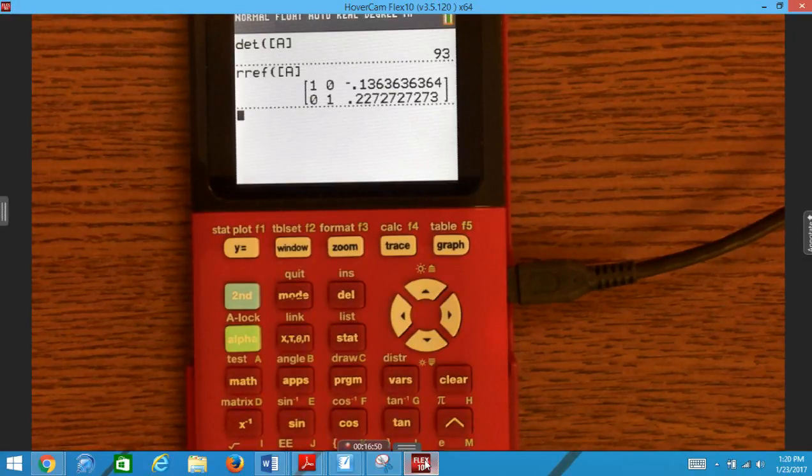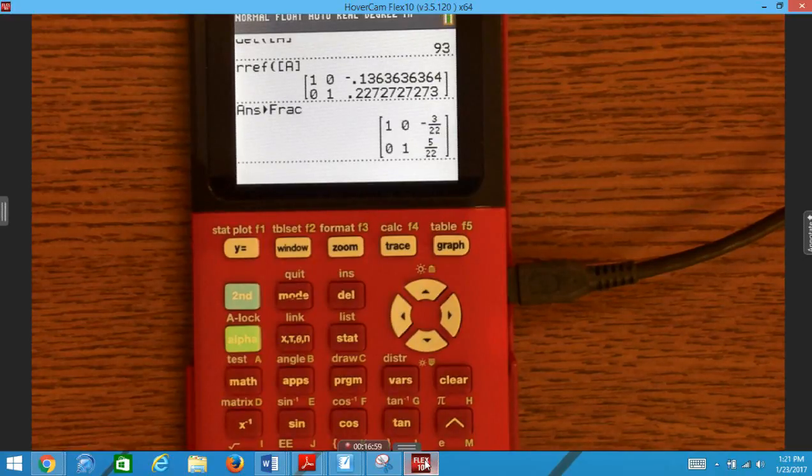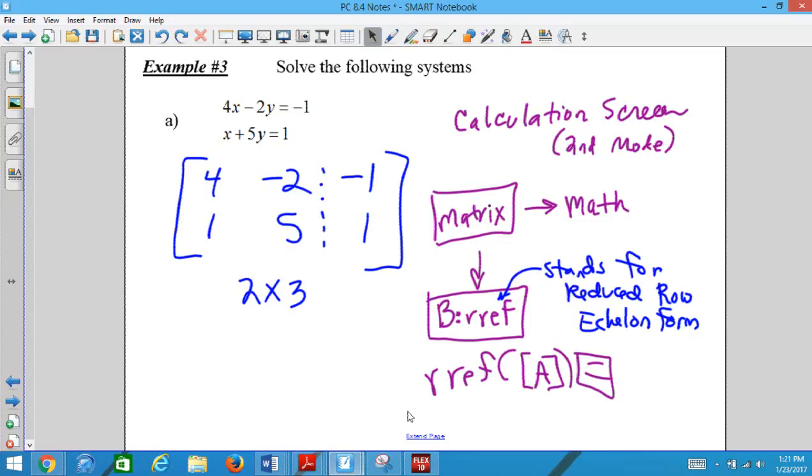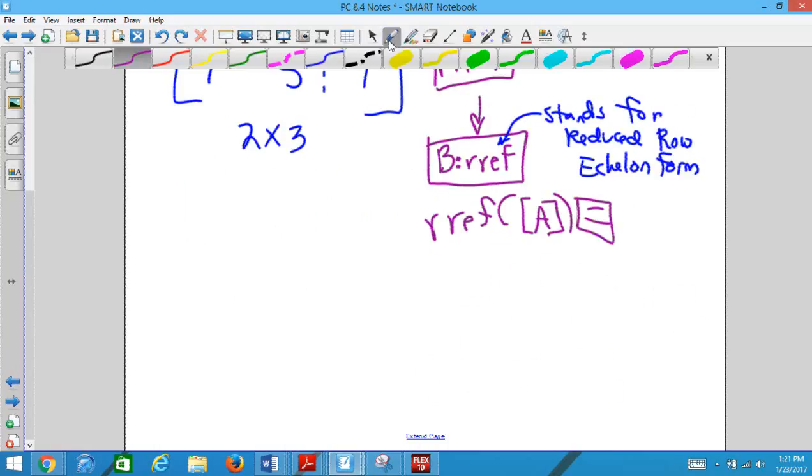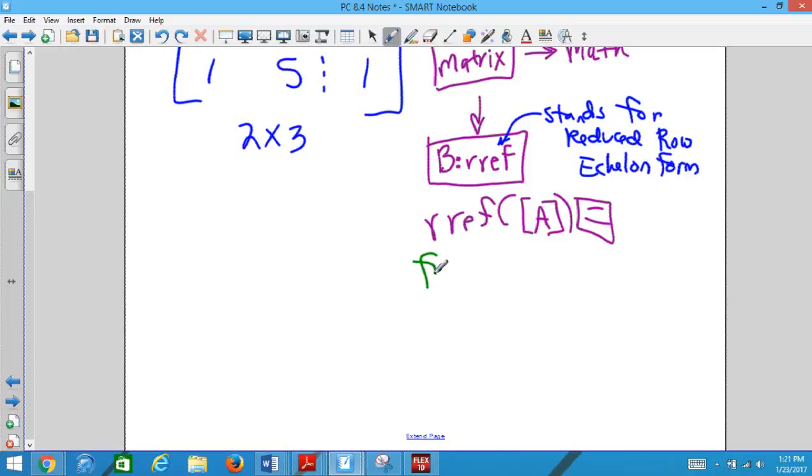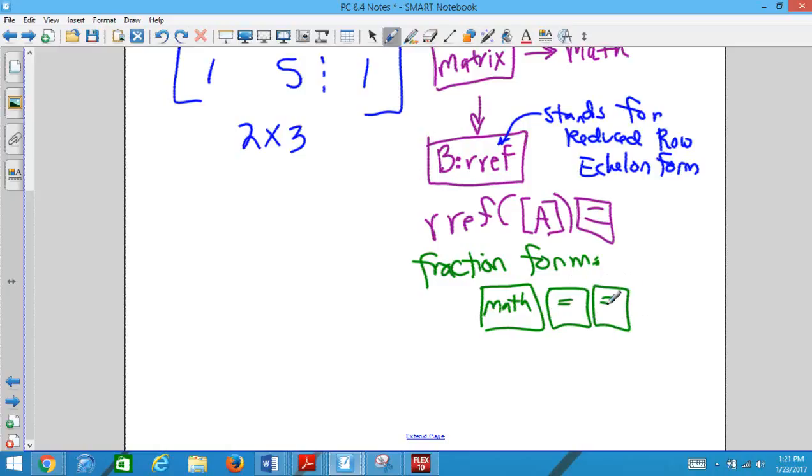Now, if yours looks like terrible decimals, I'm going to change them to fraction form. Do you remember how to do that? Math, enter, enter. So if you need fraction form, you press math, enter, enter. That gives you fraction form.